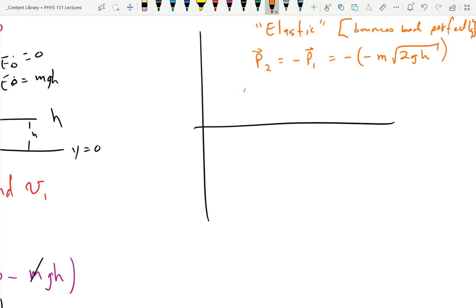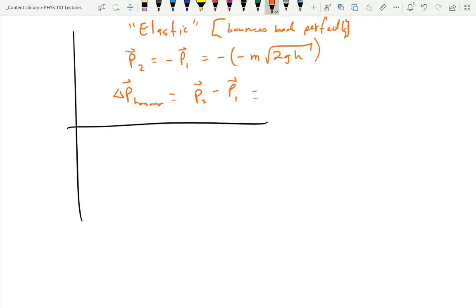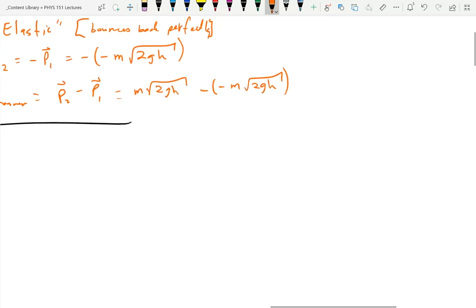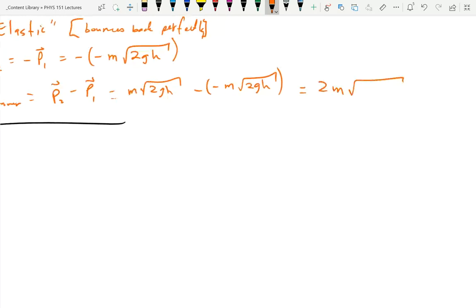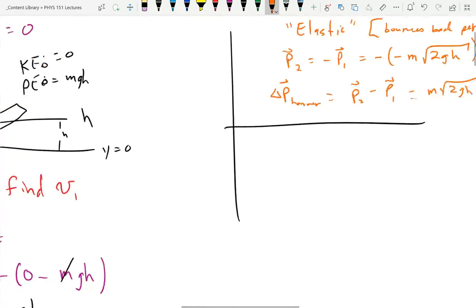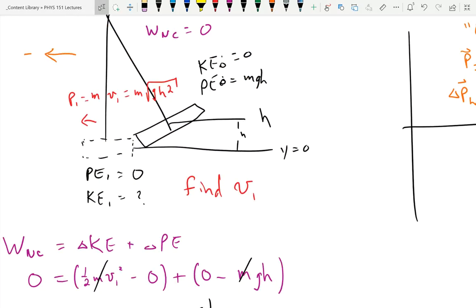And so the change in momentum for the hammer is equal to momentum 2 minus momentum 1, which is going to be m square root 2gh minus negative m square root 2gh, equals 2m square root 2gh. So the change in the momentum of the hammer in the elastic case is, it started with the momentum of P1 going to the left in my picture there.